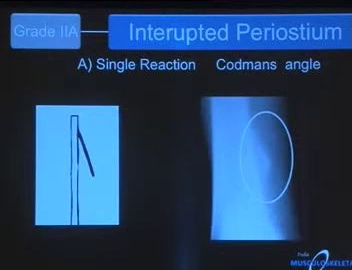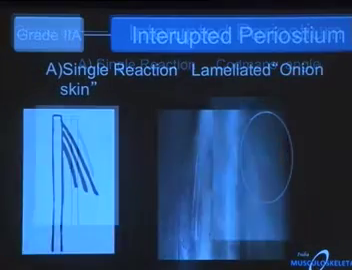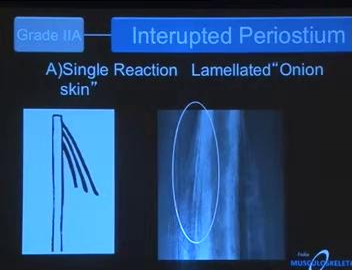Now we'll go through some of the periosteal reactions that are malignant periosteal reactions. We'll go through the single type first, which is the Codman's angle here. Periosteum is elevated up. There's bone formed underneath there. And here's the laminated appearance. You can see this what we call onion skinning.